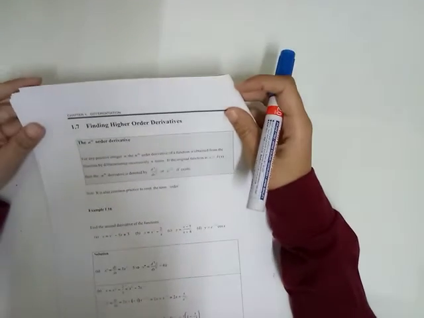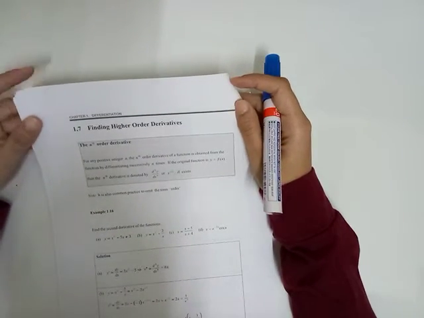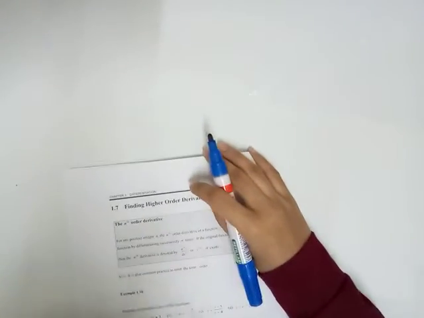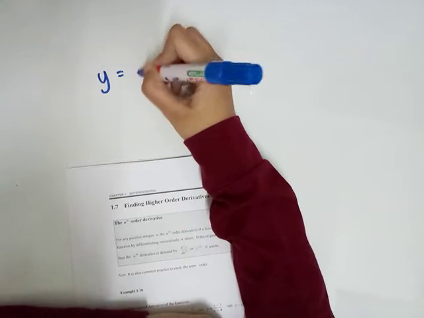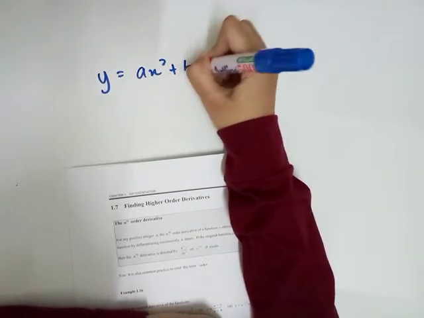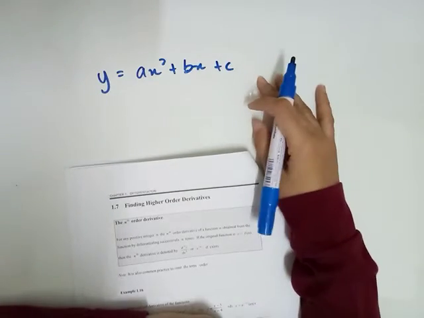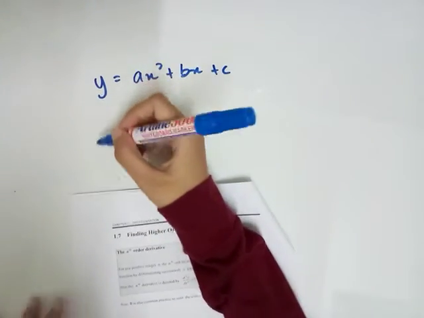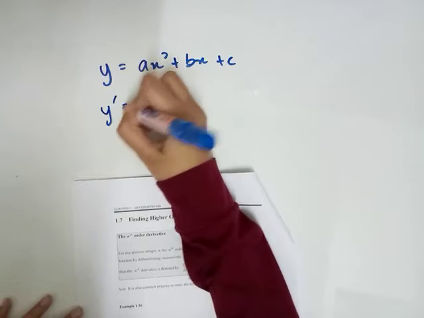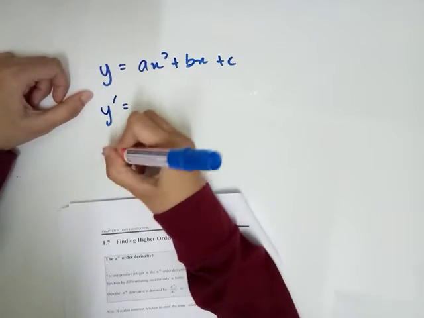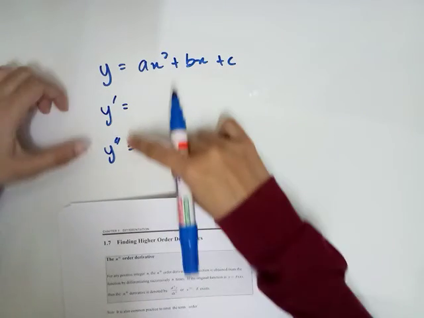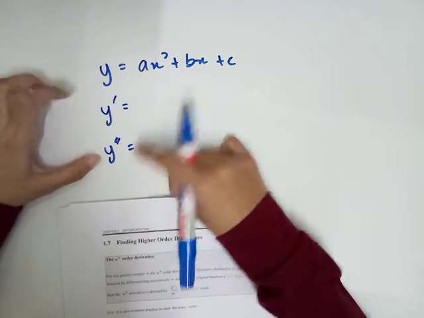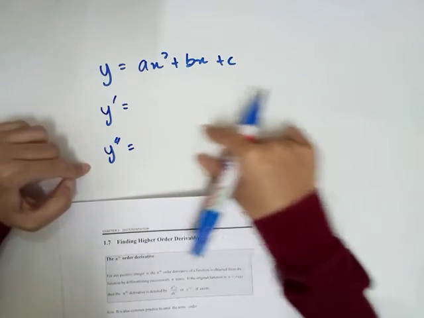Alright, next topic is about finding higher order derivatives. Finding higher order derivatives means we need to differentiate 2 times. Let's say y equals ax squared plus bx plus c. We need to differentiate 2 times. That means first derivative, and then second derivative. The first order, second order. First differentiate and then differentiate a second time.